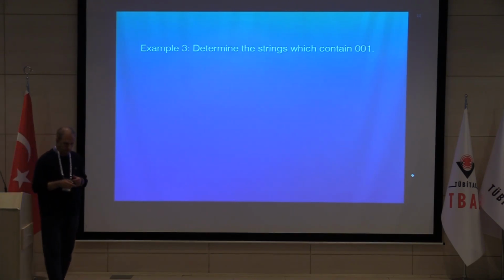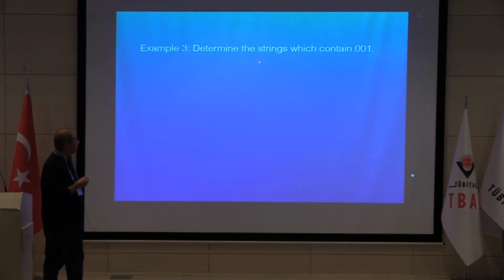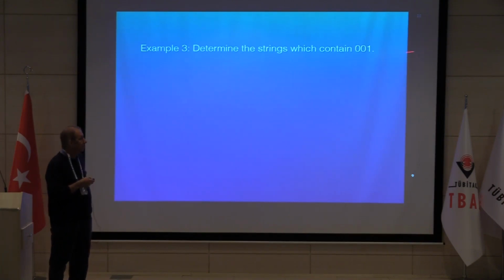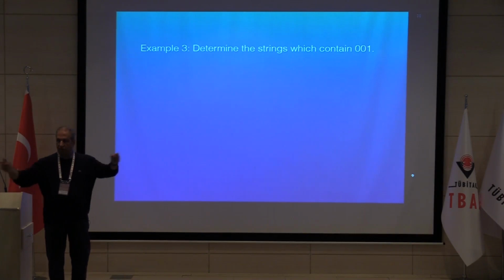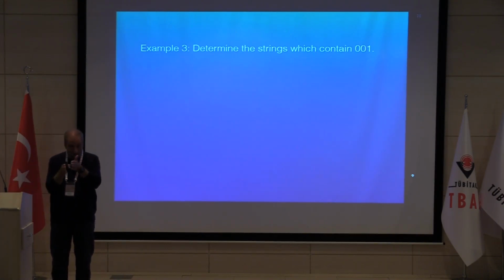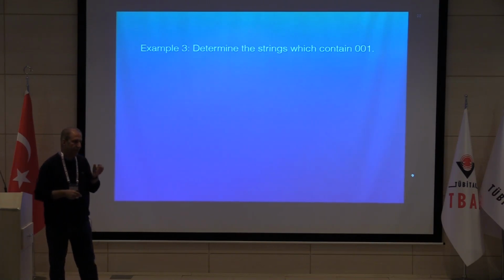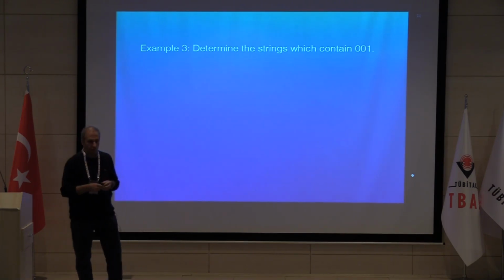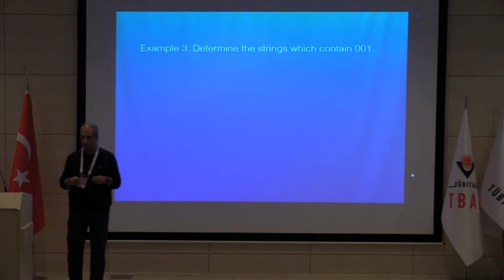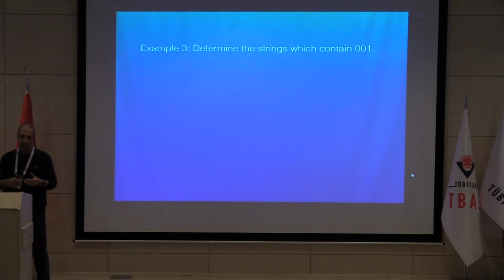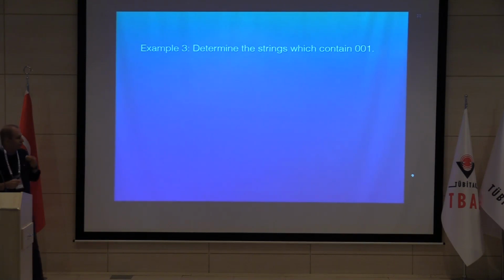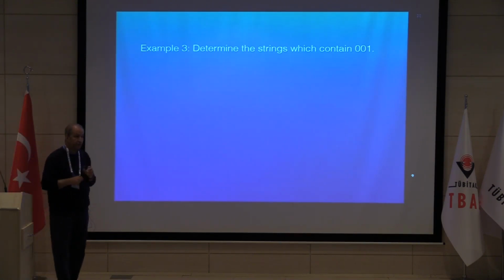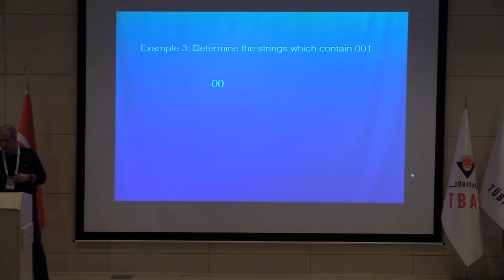Example 3. Determine the strings which contain 0, 0, 1. So you have a very long string, and at some point in between, there is a substring 0, 0, 1. You want to see if your string contains such a substring, right? Then you can, of course, imagine more complicated strings. Let's design an algorithm, a machine which recognizes this type of string. It's a little bit more complicated than the previous one.